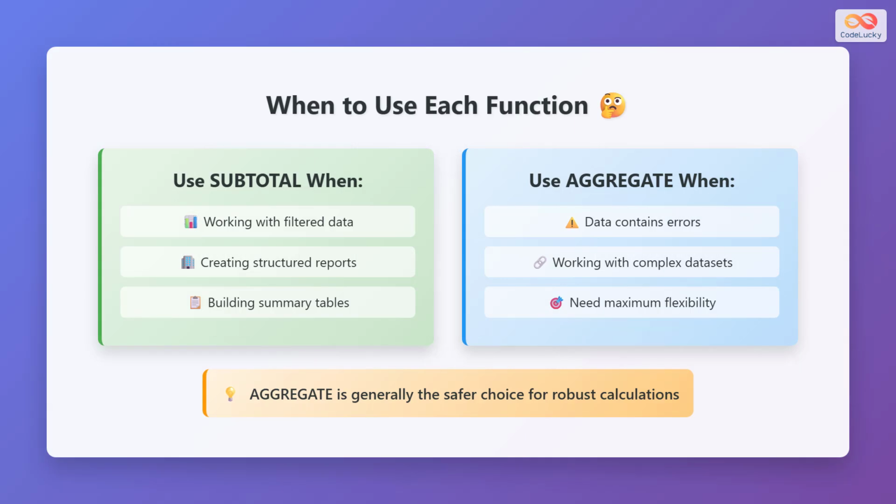So, when should you use each function? Use subtotal when you're working with filtered data, creating structured reports, or building summary tables. On the other hand, use aggregate when your data contains errors, you're working with complex datasets, or you need maximum flexibility in your calculations. In general, aggregate is often the safer choice for robust calculations, as it handles both hidden rows and errors automatically.